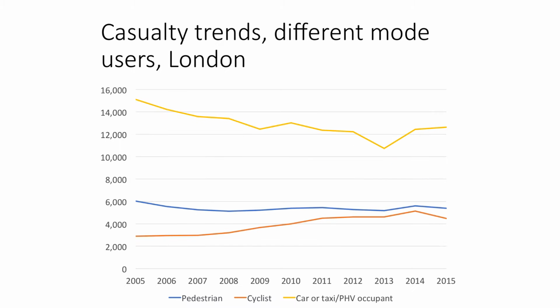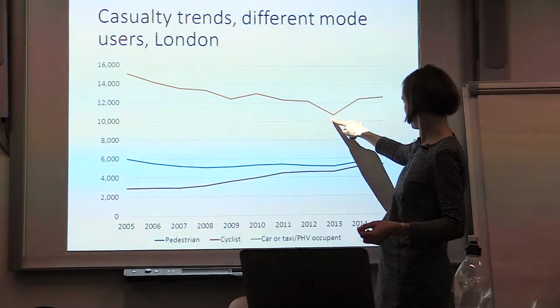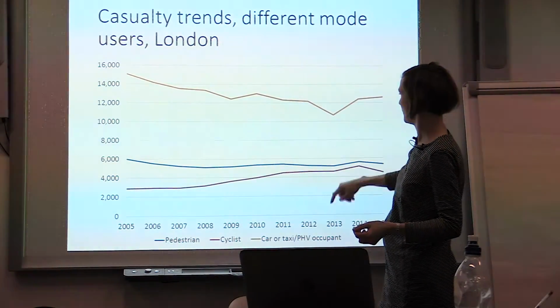This is London, and this is all casualties again, not only deaths, all casualties, and this is absolute numbers. In London, it makes more sense to use the absolute numbers on a graph because we have quite a lot of different mode use. So you can actually see what's going on in terms of the different users. So up here, we've got car and taxi occupants. The absolute numbers are going down a bit to 2013 and then up a little bit.